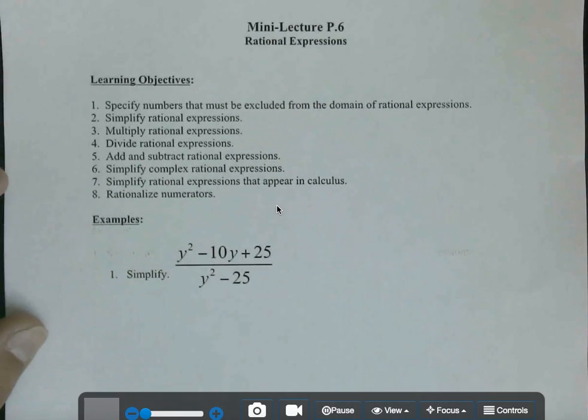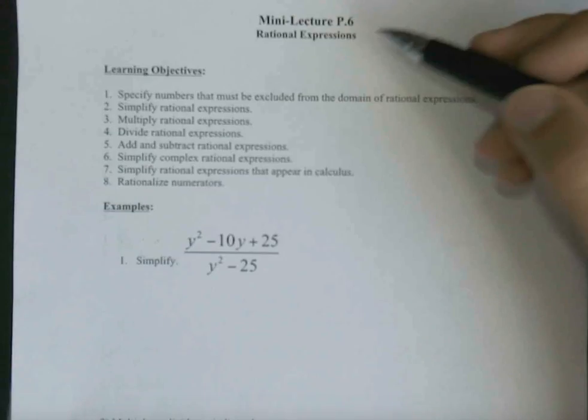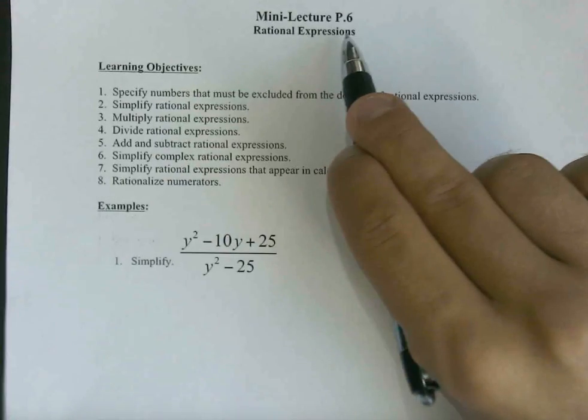Algebra 2ers, that's not you. You were once an Algebra 2er. Now you're a pro pre-calcer, but you're still using those Algebra 2 skills here with this new section, P6, dealing with rational expressions.